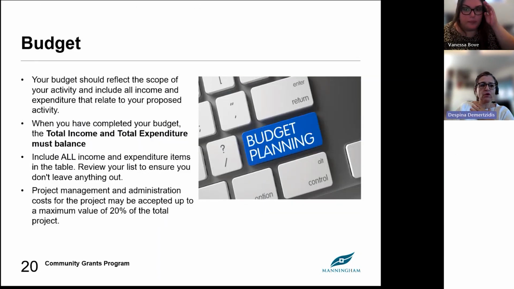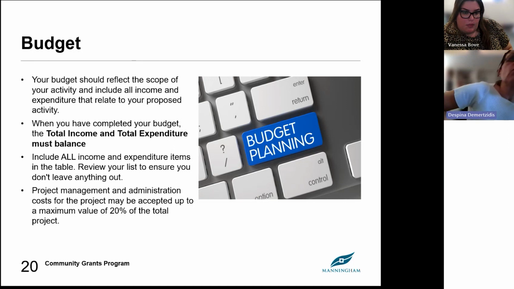Okay, moving on to your budget. So you'll be asked to complete a budget, and your budget should reflect the scope of your activity and include all income and expenditure that relate to your activity. When you've completed your budget, so you'll do a budget for total income and a budget for total expenditure, it must balance. Essentially, that means the amounts should be the same. Include all income and expenditure items in the table and review your list to ensure that you don't leave anything out.